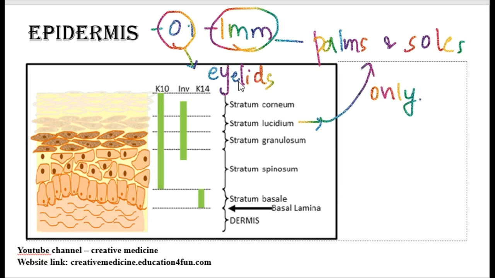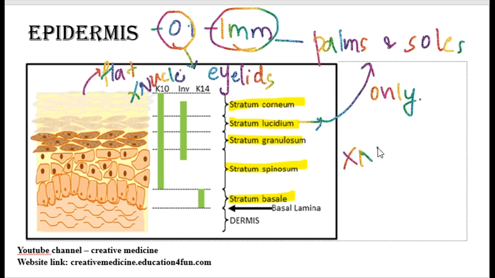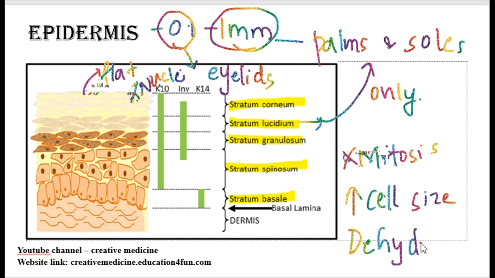What are the layers of epidermis? Layers of epidermis include stratum corneum, stratum lucidum, stratum granulosum, stratum spinosum, and stratum basale. As cells move from stratum basale to stratum corneum, that is the basal layer to the superficial layer, the cells undergo differentiation. The aspects of differentiation include the cells become flat, they lose nuclei, there is loss of mitosis, there is increase in cell size, and the cells become dehydrated. In preterm baby, stratum corneum is not yet formed.